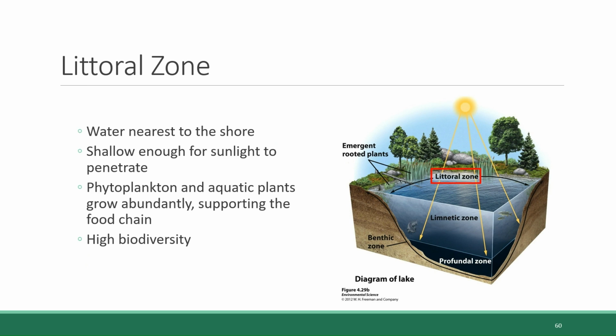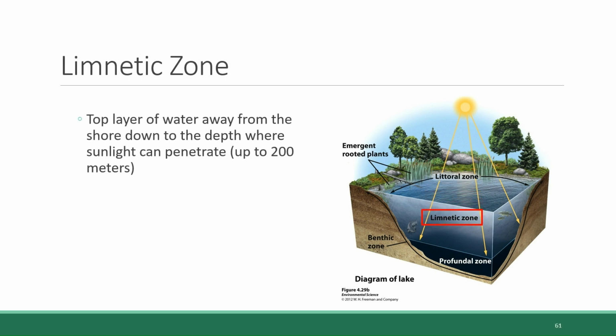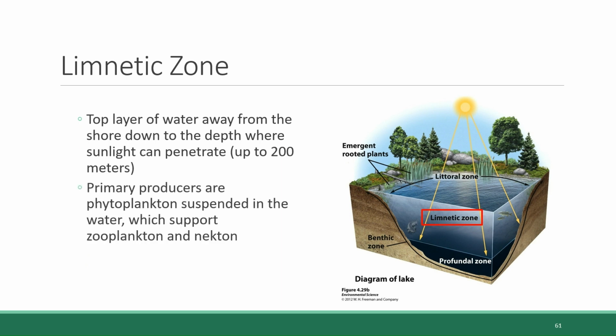The next zone is called the limnetic zone, and this encompasses the top layer of water that is not directly adjacent to the shore, downward in the depth where sunlight can penetrate, which remember is 200 meters for the photic zone. So, because sunlight is available in this zone, there are producers here, primarily phytoplankton that are suspended in the water, which then support the zooplankton and nekton consumers. However, because the zone is not directly adjacent to the shore and does not have aquatic plants present and other benefits of being land adjacent, there is lower biodiversity here than in the littoral zone.